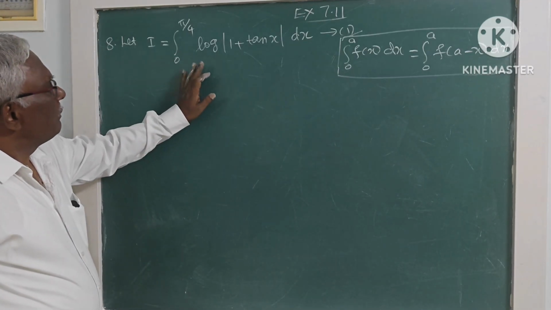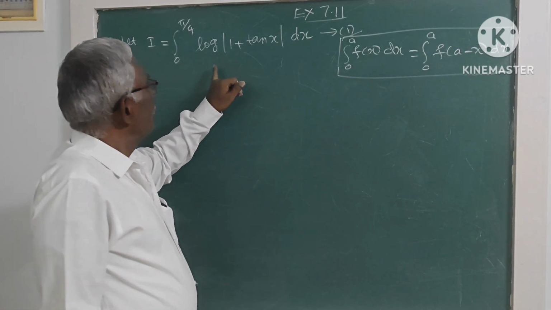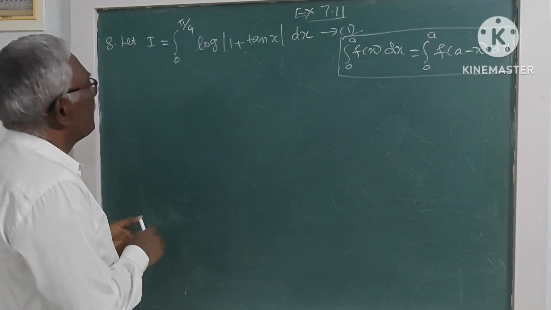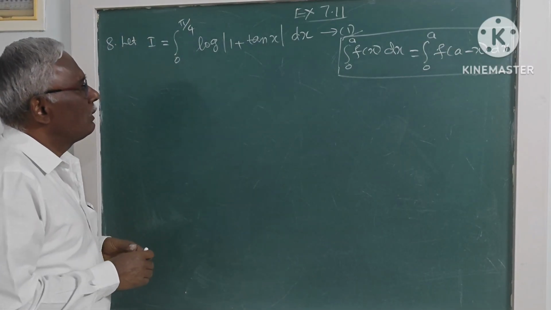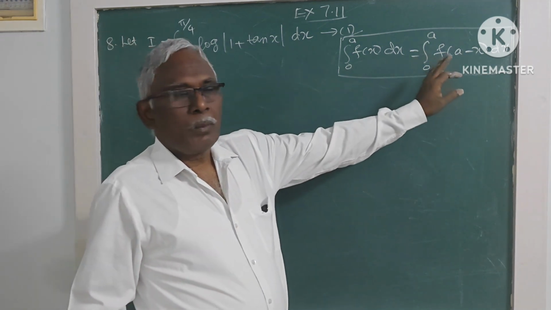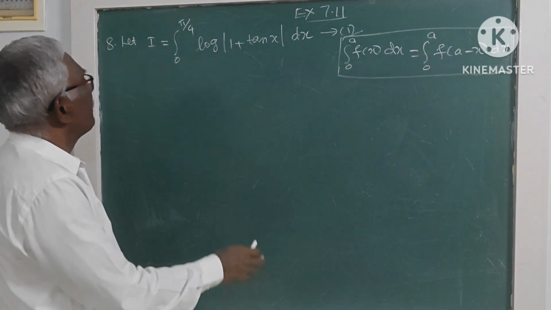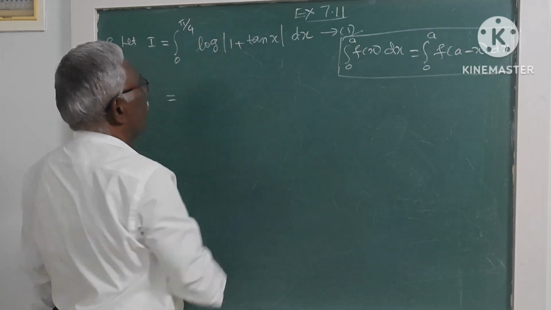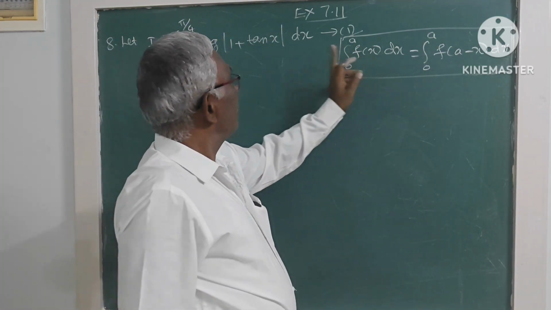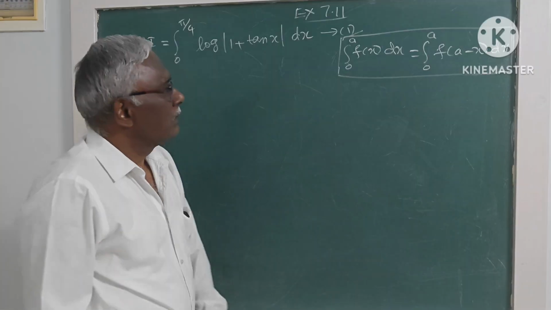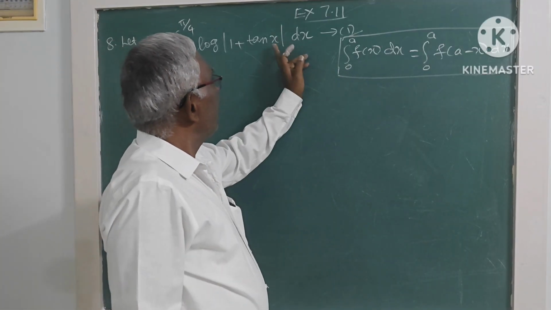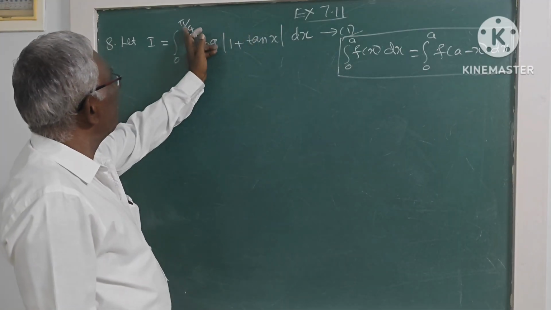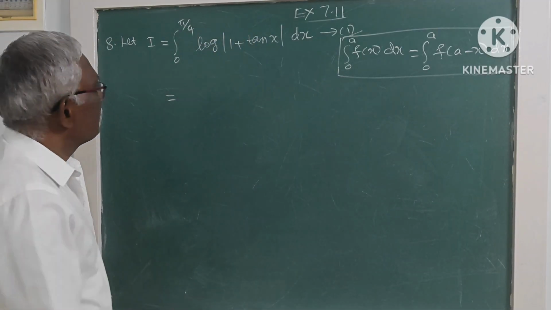In this problem, we have to evaluate the integral of log of 1 plus tan x dx, and the limit varies from 0 to pi by 4. Again, we will use this property. Then what will come now? Here a is pi by 4 and f of x is log of 1 plus tan x. And we have to replace x by a minus x, that is pi by 4 minus x.